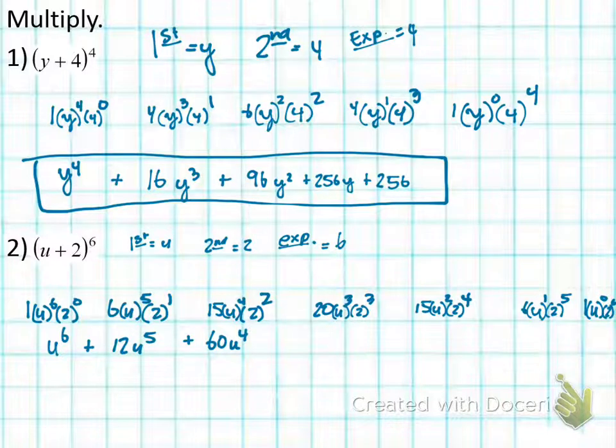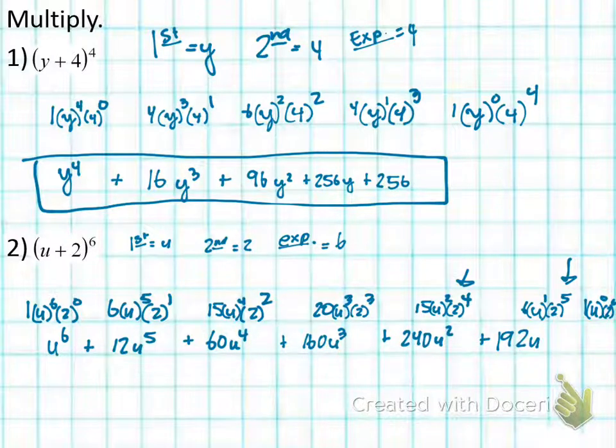Then we have 2 cubed. 2 times 2 is 4 times 2 is 8. 8 times 20 is 160. 160 times u cubed is positive 160 u cubed. Continuing, 2 to the 4th: 2 times 2 is 4, times 2 is 8, times 2 is 16. 16 times 15 is positive 240 u squared. Continuing, 2 to the 5th is 4, times 2 is 8, times 2 is 16, times 2 again is 32. 32 times 6 is 192. 192 times u to the 1st is positive 192 u.